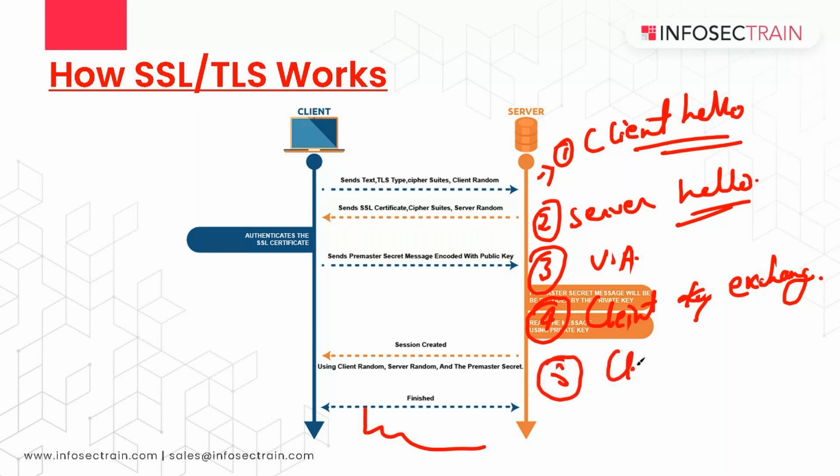where it will be saying finished. This finished message is encrypted with the shared secret key. So after this, the client sends a finished message, which is encrypted with the secret key, indicating that the client part of the handshake is complete. Then after that, we will be having the sixth step, which will be our finished message from our server side.